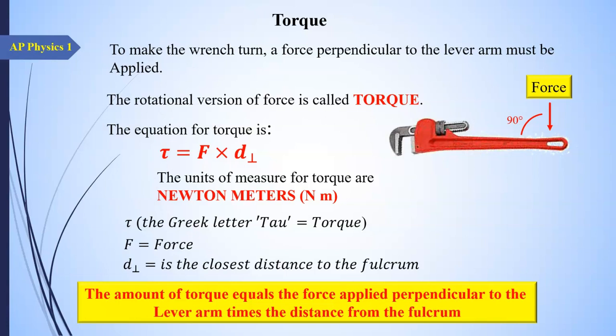So there's a trade-off between force and distance, and that's how torque works. It's not just a function of the force, it's a function of the distance from the pivot. So torque is the rotational equivalent of force.